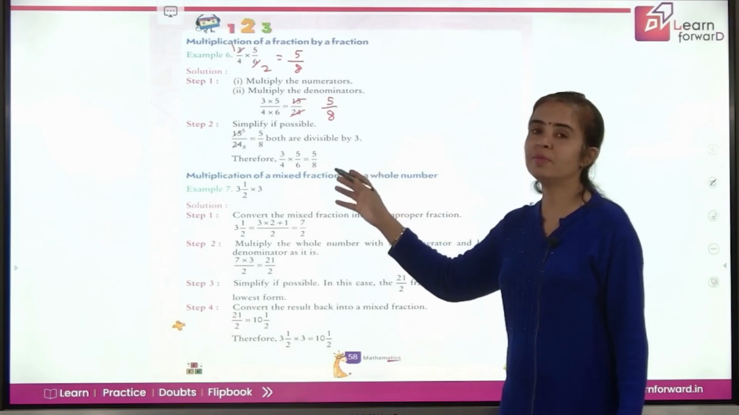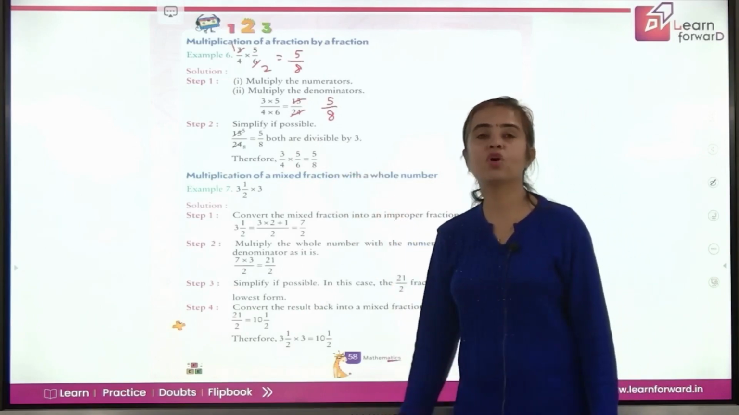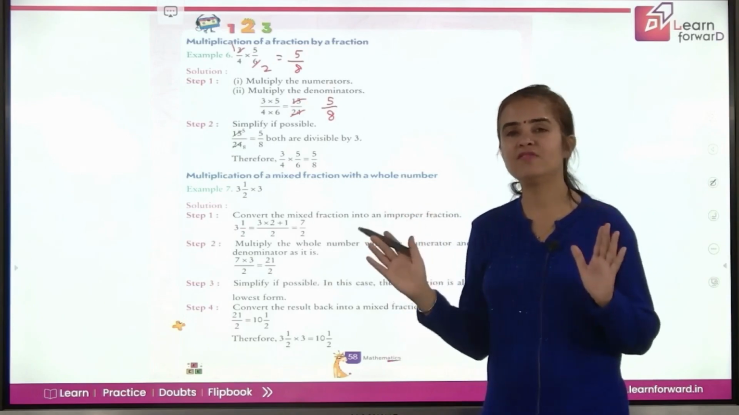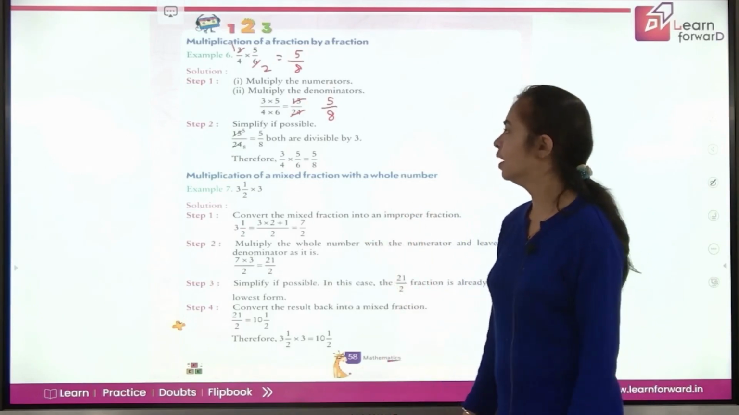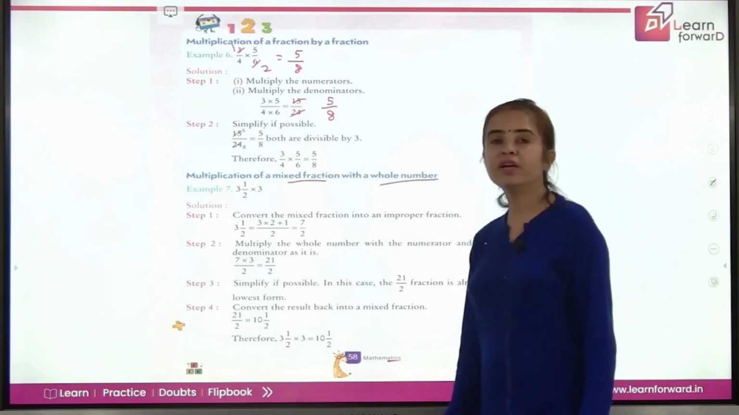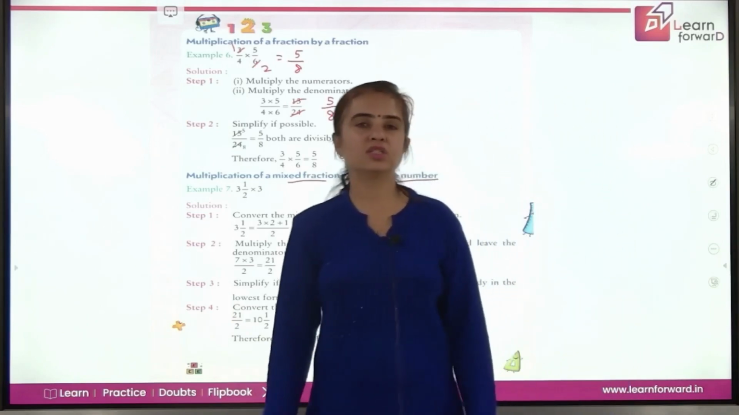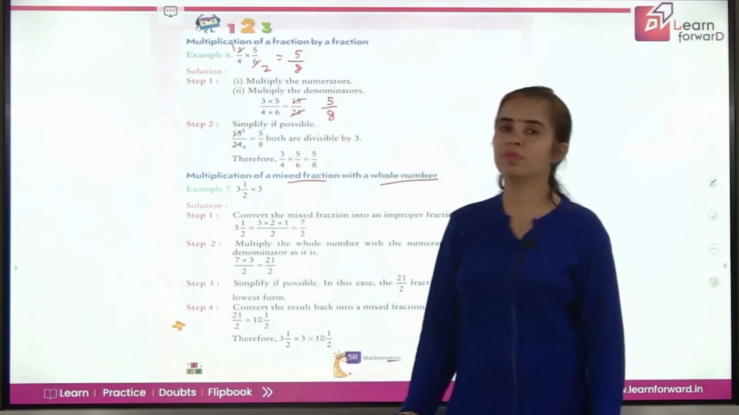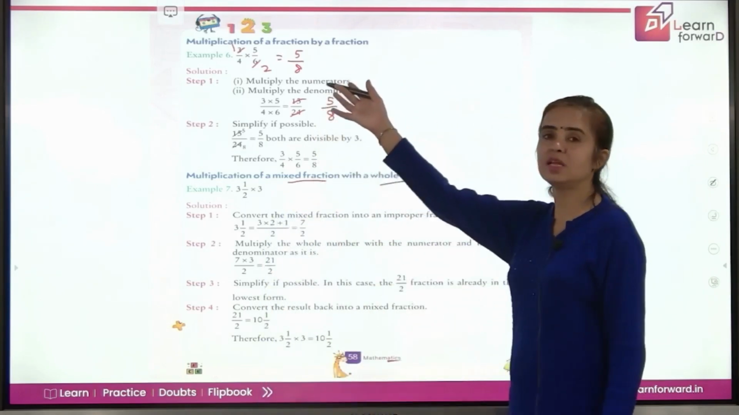So every time it is not necessary that you will have common factors. If you have, that's good enough. If you do not have, leave the answer like that. Now, multiplication of a mixed fraction with a whole number. You have already learnt about converting mixed fractions into improper form. So, first convert them into improper form and then follow the same method.